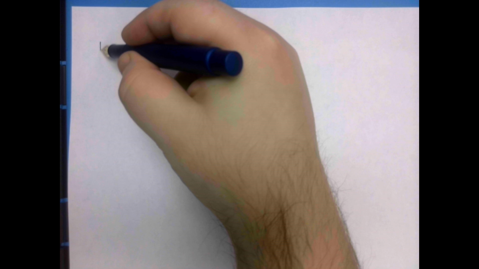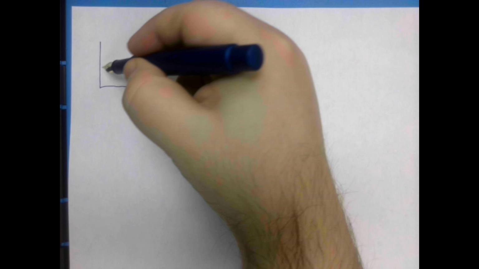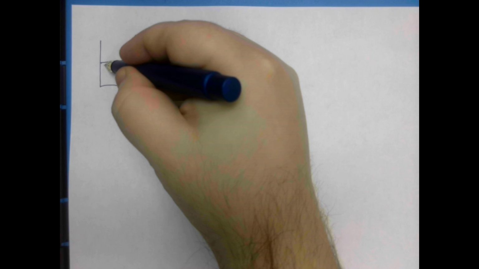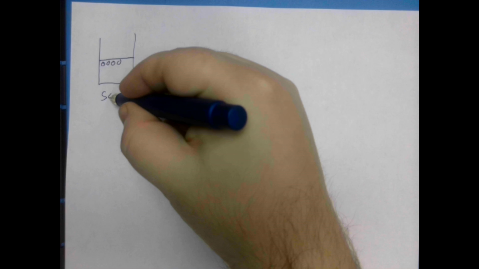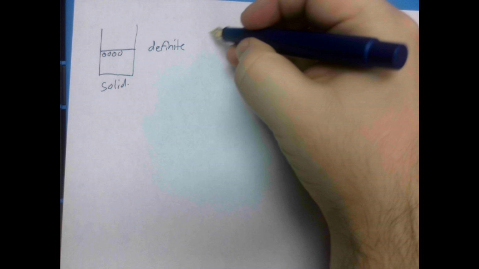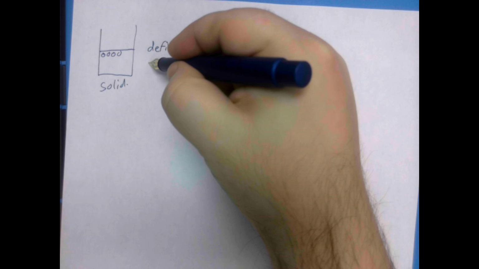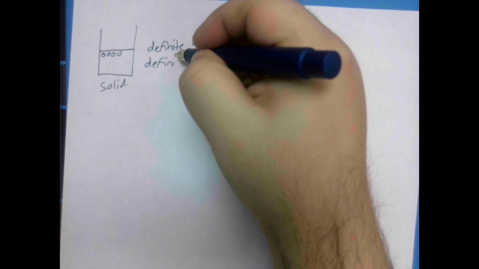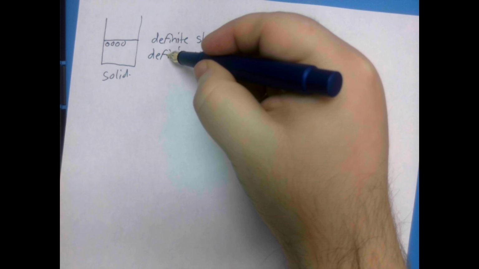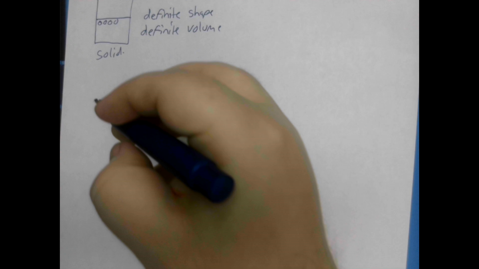Another thing that's going to be on the test, there's only like 1 or 2 questions. So a solid, the particles are going to be fixed. So we say that a solid has a definite shape and a definite volume. Meaning that the volume is fixed, the shape is fixed.